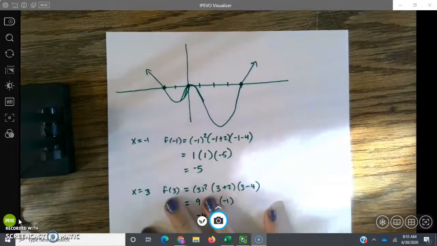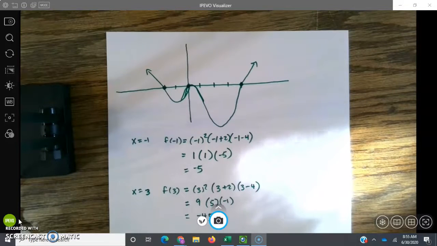So now we have our graph. It's not perfect, but it's pretty darn close, and it should be plenty to give us an idea of what is happening with this polynomial. I hope this helped.